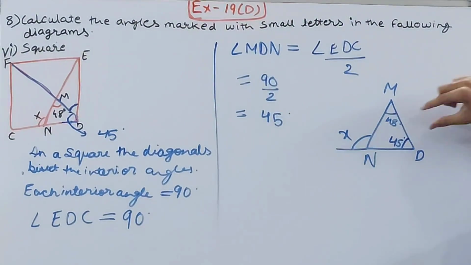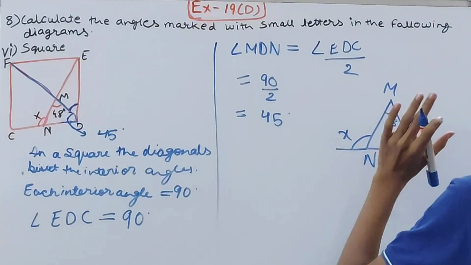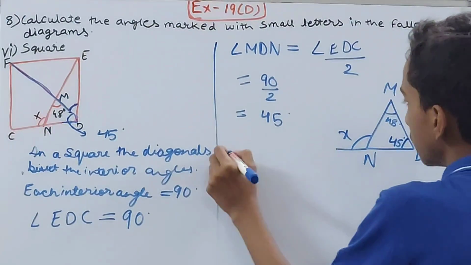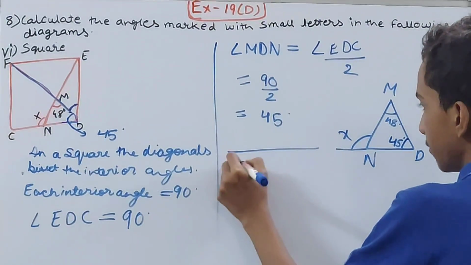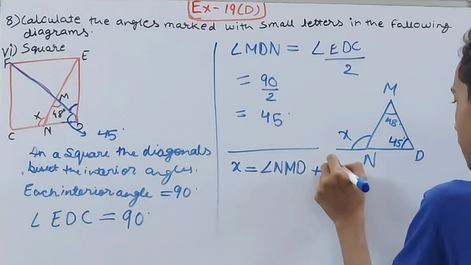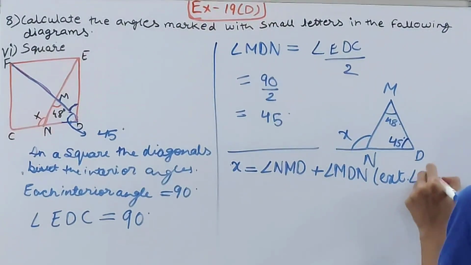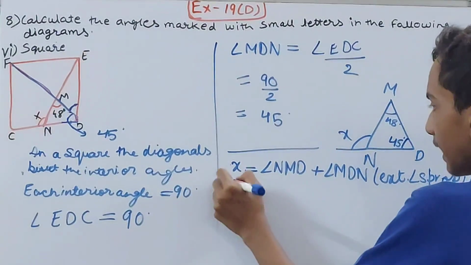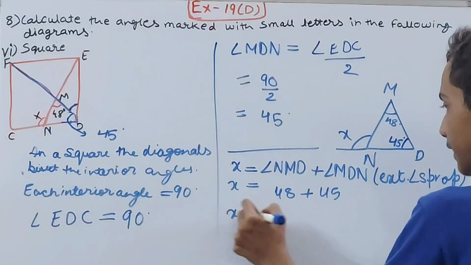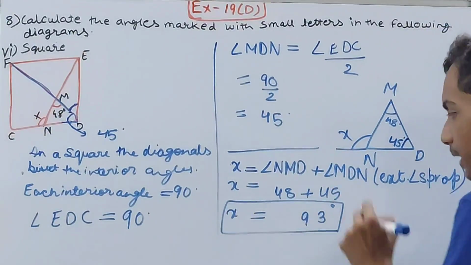Yes, we can apply the exterior angle property. That says the sum of the two opposite interior angles is equal to the exterior angle. Okay, look, X will be equal to angle NMD plus angle MDN, right? Exterior angle property. Fine. So X will be equal to NMD 48 plus 45. X will be equal to 93 degrees. That is it. It is the final answer.